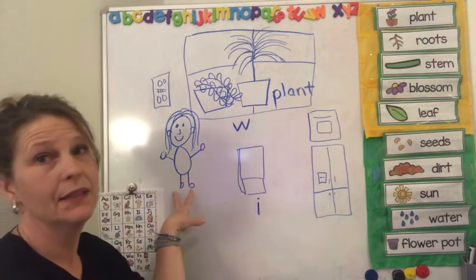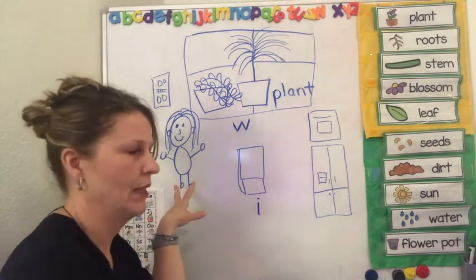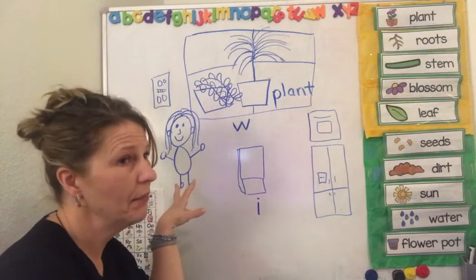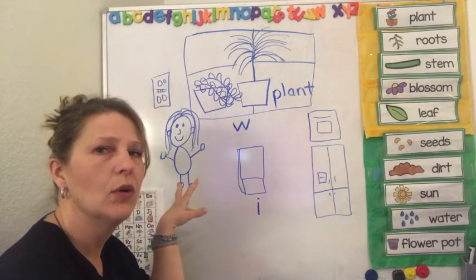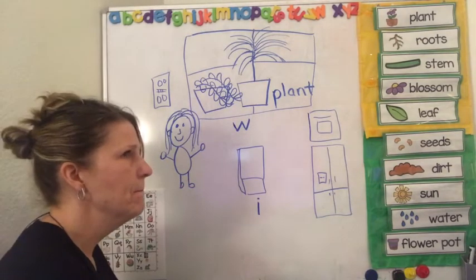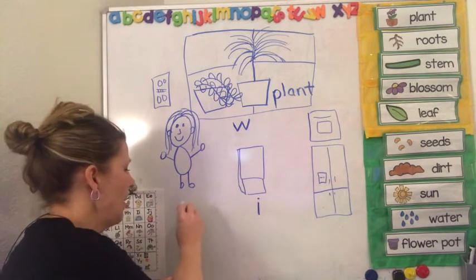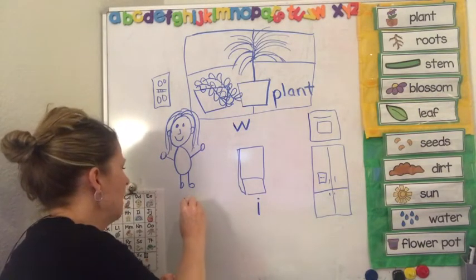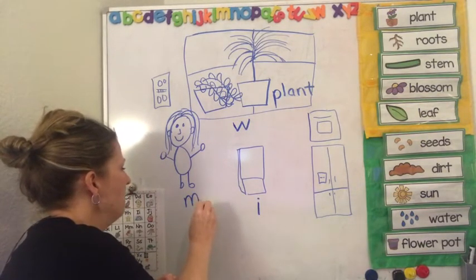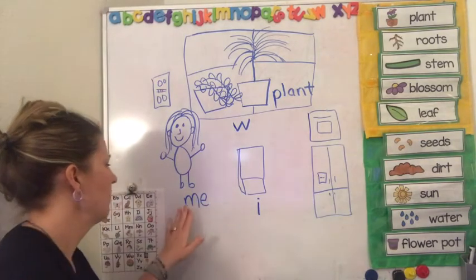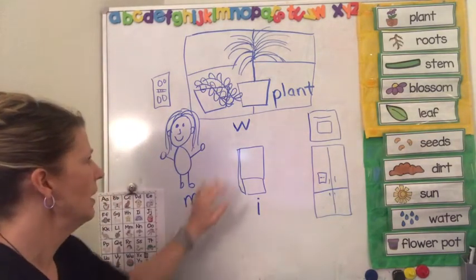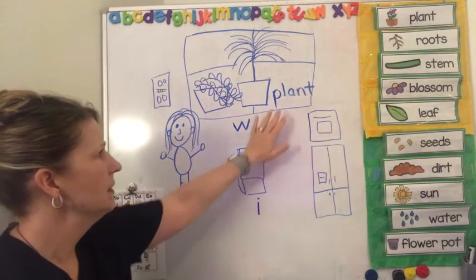Here, this is me, and I always like to label me, and I think we're getting pretty good at making me. So let's see if we can make the whole word. We're going to do me. That's like milk and mouse and me. E, and that just says its name, me. There's the word me. So I have me, window, island, plant.